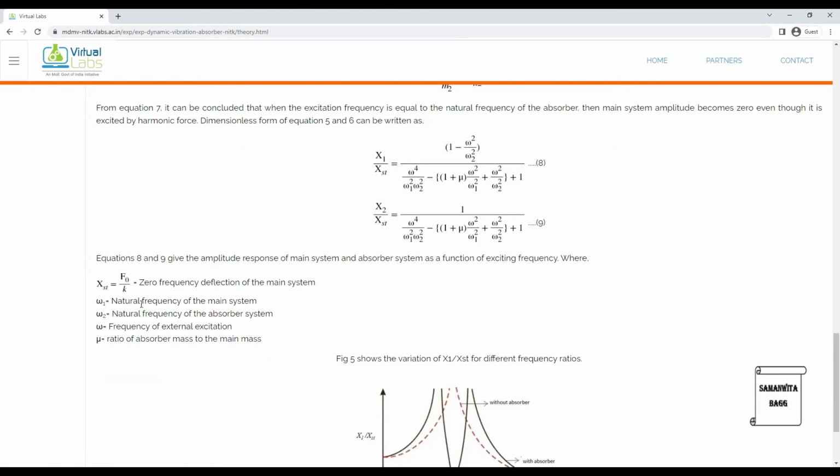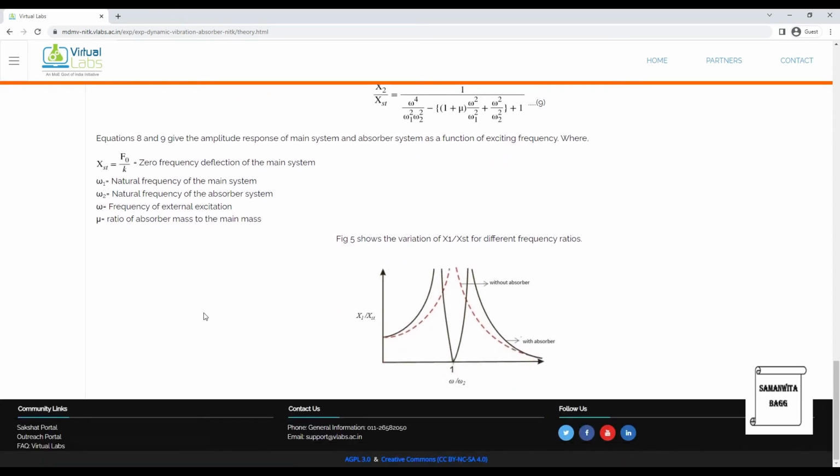Omega 1 is the natural frequency of the main system. Omega 2 is the natural frequency of the absorber system. Omega is the frequency of external excitation. And mu is the ratio of absorber mass to the main mass. So these are certain terms defined here.